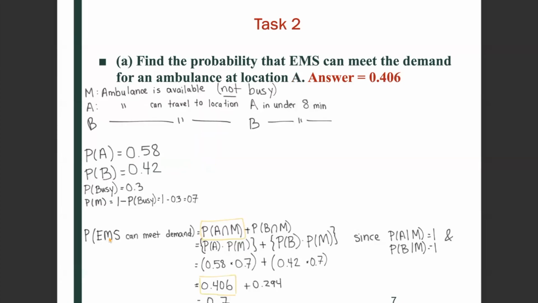Now, if the question was, what is the probability that EMS can meet the demand overall, then we would have the probability that it can meet the demand for location A and that it can meet the demand for location B. So if we were interested in just if the EMS can meet the demand, then we could add part A and part B together and get 0.7.